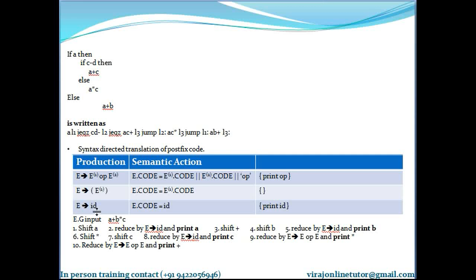Okay. So then I shift plus on the stack. Then I shift b on the stack. Then I reduce b using this production. Output action says print the identifier. So I am printing b on the screen. Now you shift asterisk on the stack. Then you shift c. Then you reduce c using this production and you print c.